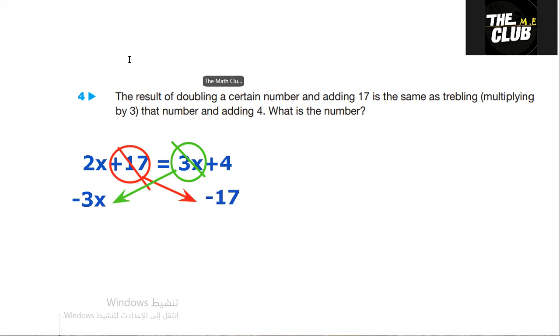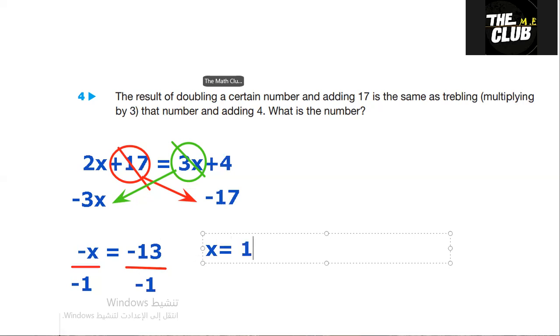Now, you're going to solve them. 2x minus 3x is going to be minus x, or minus 1x. And then equals 4 minus 17, which is minus 13. So minus x equals minus 13. Here, you're going to divide by negative 1 to remove the minus, because the answer should be x, not minus x. So x equals 13. And this is the final answer. So what's the number? It's 13.